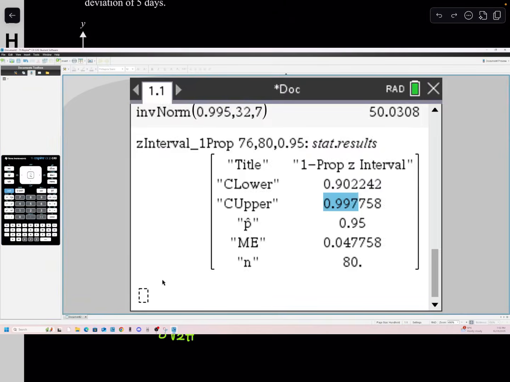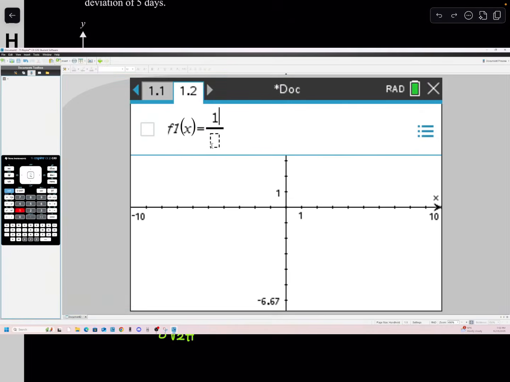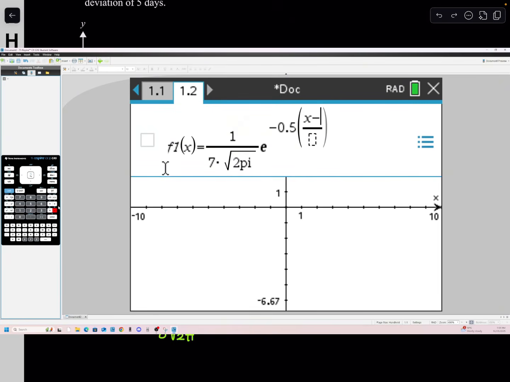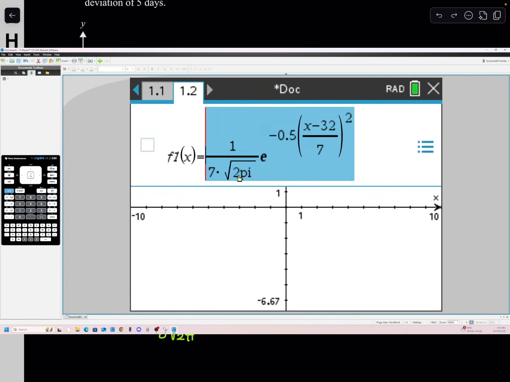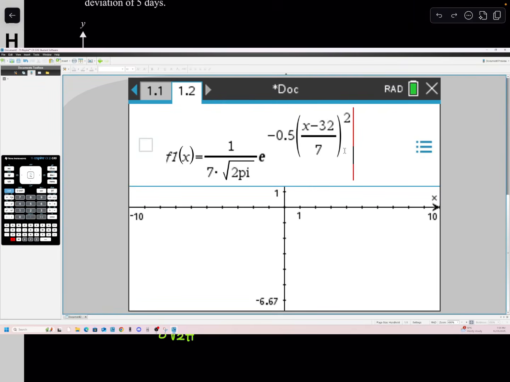Let me go to graph, and I'm going to graph the first one. So 1 over... your standard deviation for T of A is 7, so it'll be 7 times square root 2 pi, e to the power of negative 0.5, x minus your mean, so x minus 32, over your standard deviation, which is 7, all squared. Easy. I'm going to copy that because I'm going to need it for the next one. Luckily I copied it. There it is. So that's what it looks like.